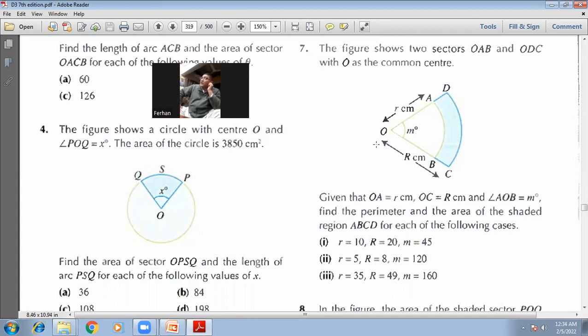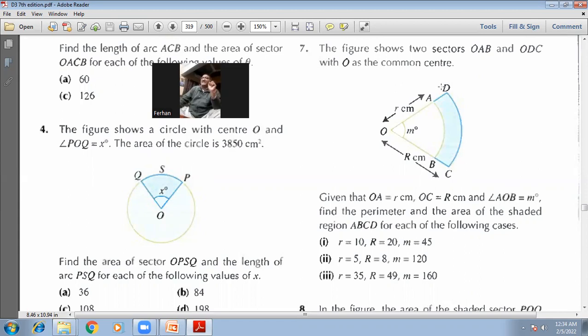and the angle AOB, the angle subtended by the sector at the center of the circle, is m. Find the perimeter and the area of the shaded region OBCD. So this blue shaded area, we have to find its perimeter and we have to find its area.